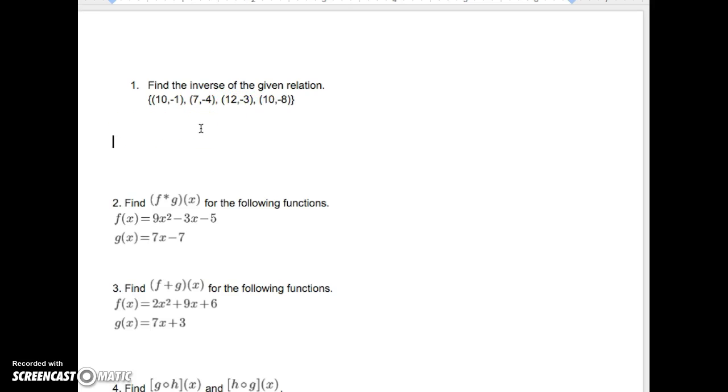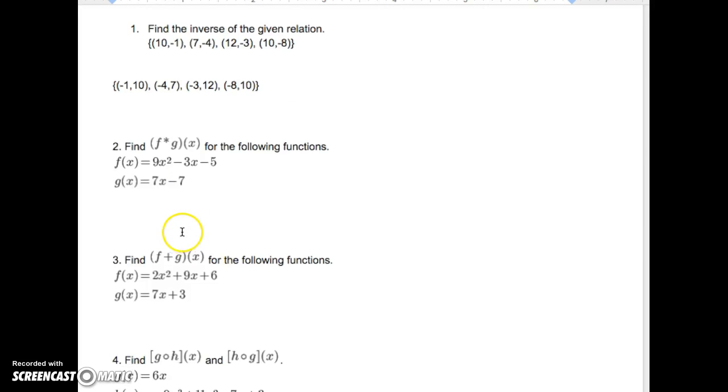Hopefully you remember the inverse of a coordinate point is just flipping the order of the two values. So the first point would become (-1, 10). The second point would be (-4, 7), and so on. So we'd have (-3, 12) and (-8, 10). Whenever you're doing a relation, it's really important that you add the curly brackets at the beginning and the end of your set of coordinate points.